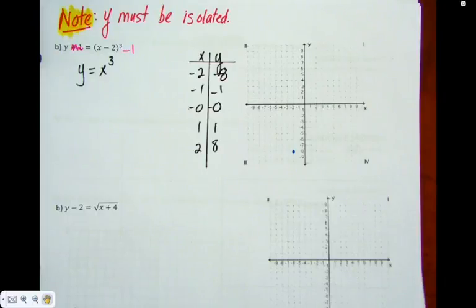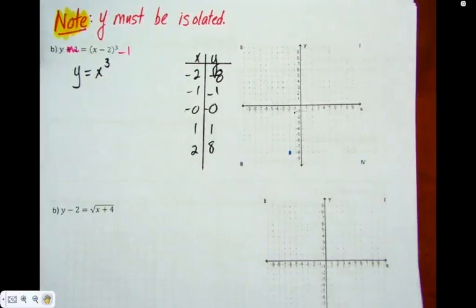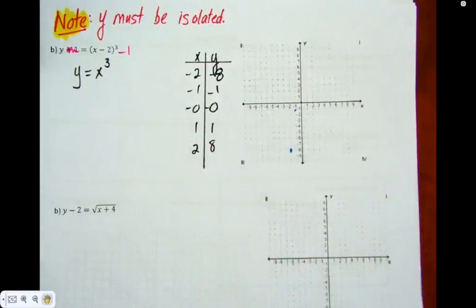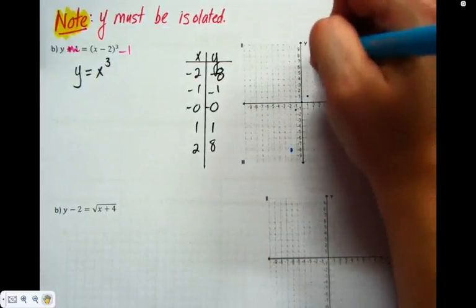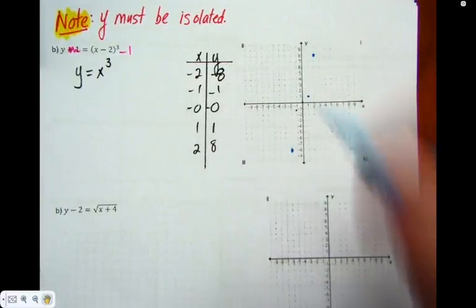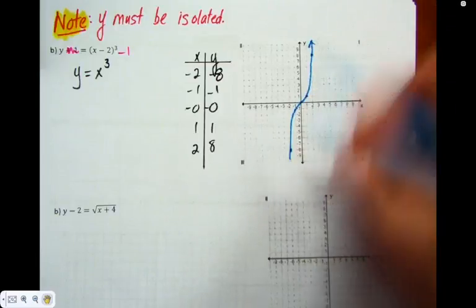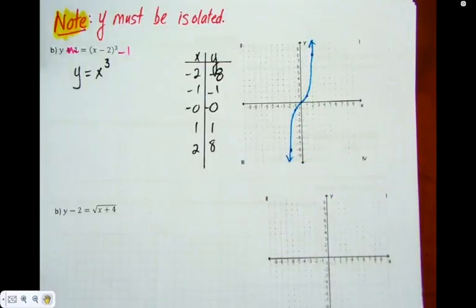So the U, we got the V. Okay, okay. -1, -1. 0, 0. 1, 1. 2 way up here at 8. We call it the snake. There's your first cubic function.